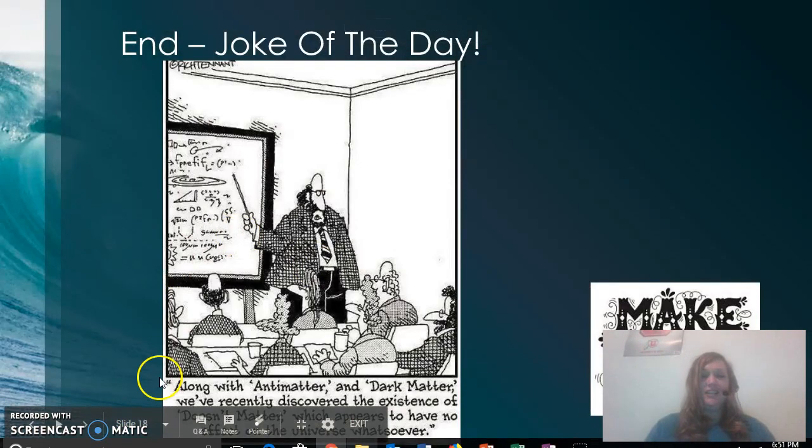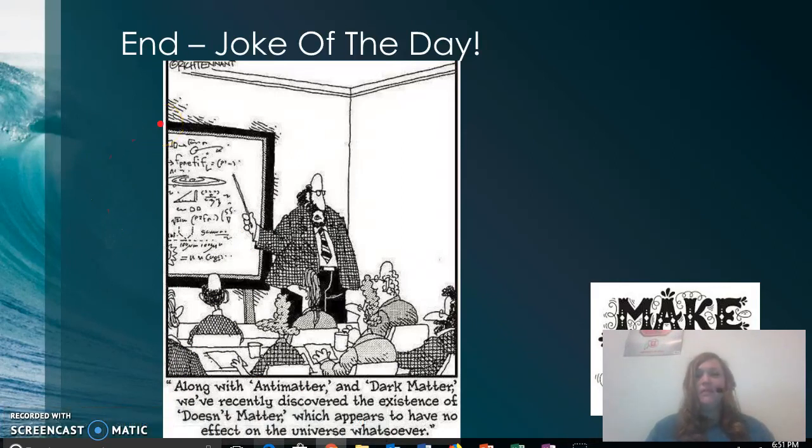Joke of the day today is about matter. And we know matter's important in physics and chemistry, and this joke says, along with antimatter, we have discovered dark matter, and the recent discovery from students is doesn't matter, which appears to have no effect on the universe whatsoever. Haha, good joke.